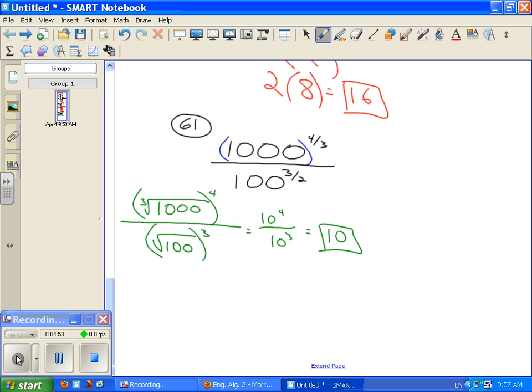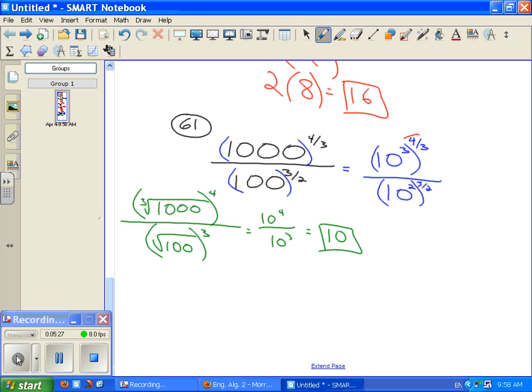Now the other way to think about it is, can I rewrite 10 or 1,000 and 100 so that they have the same base? What is 1,000? How can I rewrite that? 10 to the what? Third. And so this is still 1,000, right? I just changed the way it looked. And so it's still being raised to the 4/3 power. Same thing down here. I could rewrite 100 so that it's 10 squared to the 3/2 power.